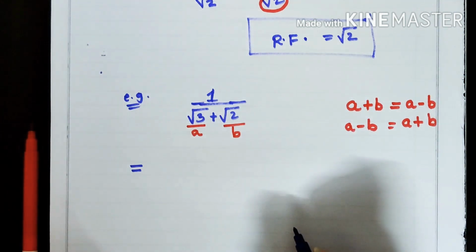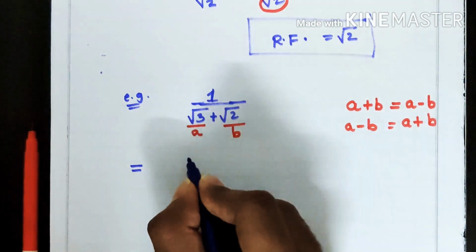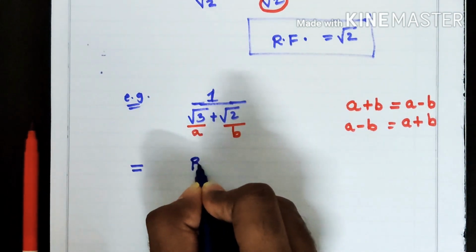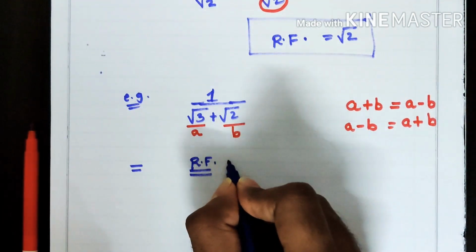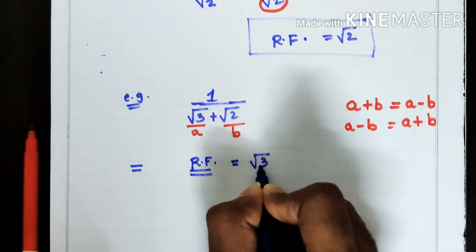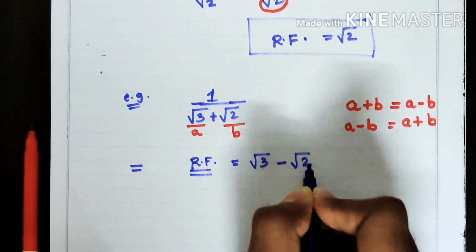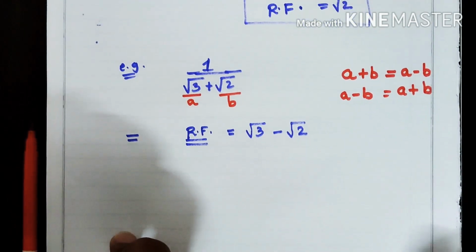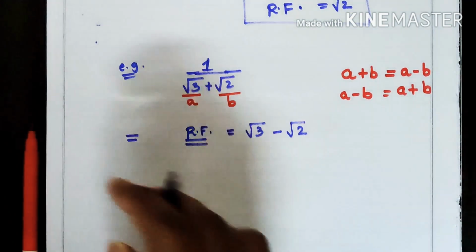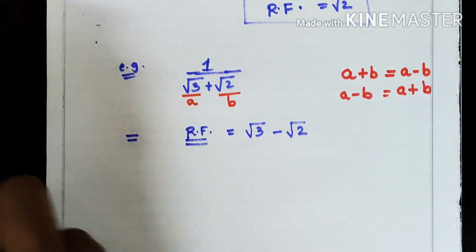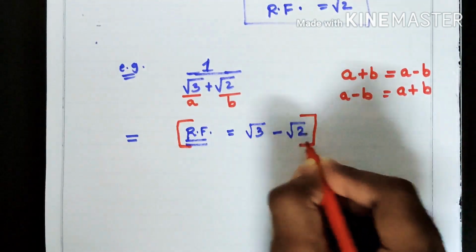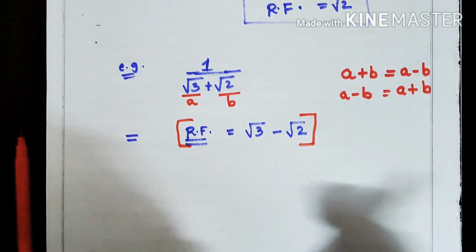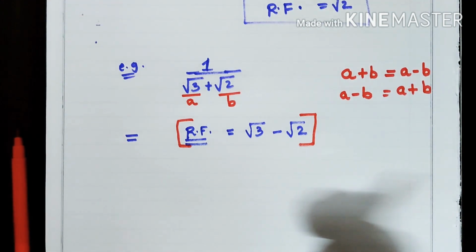So to perform rationalization, first of all we will write the rationalizing factor. So the rationalizing factor will be root 3 minus root 2. Our rationalizing factor is root 3 minus root 2. Is it clear to everyone? So first of all we need to decide what our rationalizing factor will be.